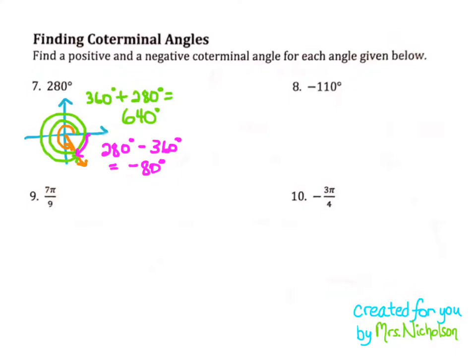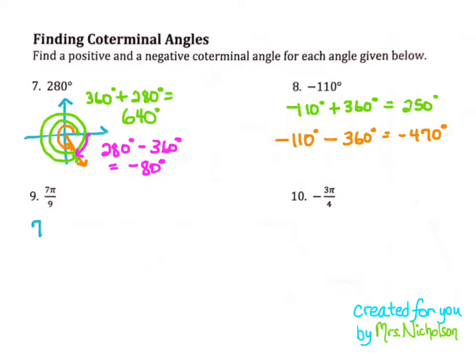So on number 8, we've got negative 110 degrees, and so I'm going to add 360 degrees to that, and I get the positive angle 250 degrees, which would be coterminal with negative 110. And then to find a negative coterminal angle, I'm going to subtract 360 degrees, and so that angle would be negative 470 degrees. Now when we're working with angles and radians, instead of adding and subtracting 360, we're going to add and subtract 2 pi, because that's the equivalent of 360 in radians.